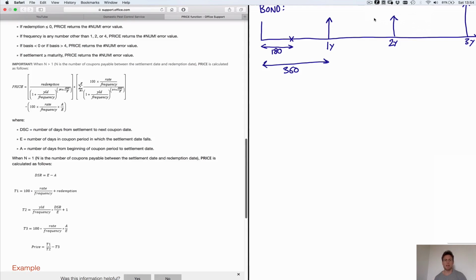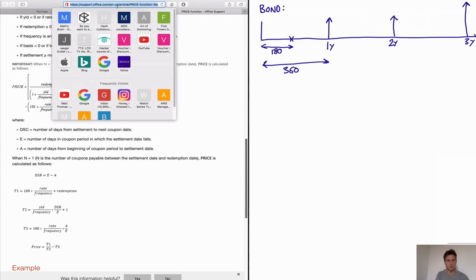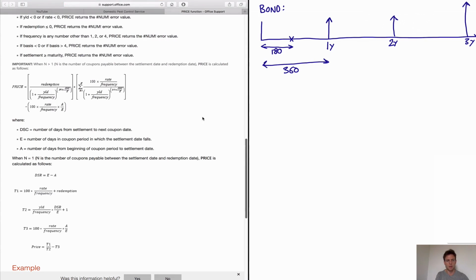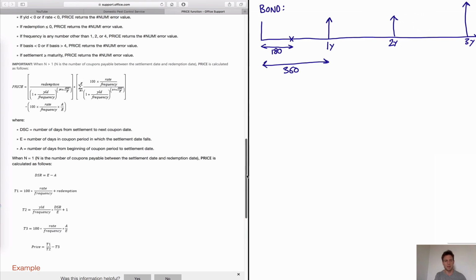So Microsoft Excel provides a calculator for calculating bond prices, and before I show you an example of it in use, I want to show you a breakdown of exactly what it does. I'm going to link this down below as well. This is an actual explanation of what exactly the formula is doing. Again, it took me a while to find this and figure out whether the price in Excel is a clean price or a dirty price.